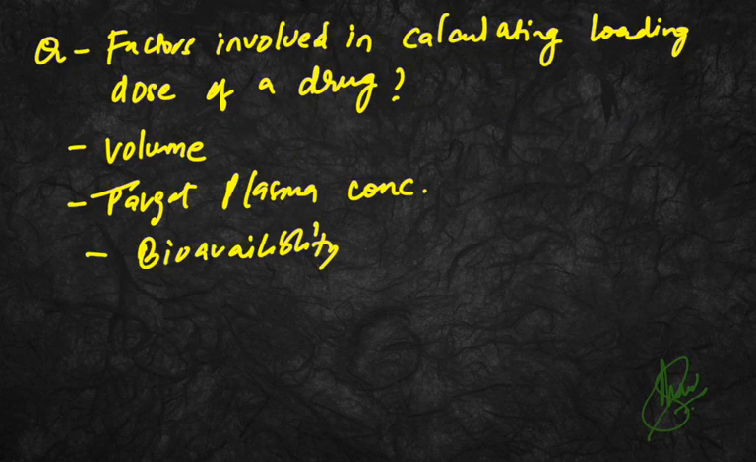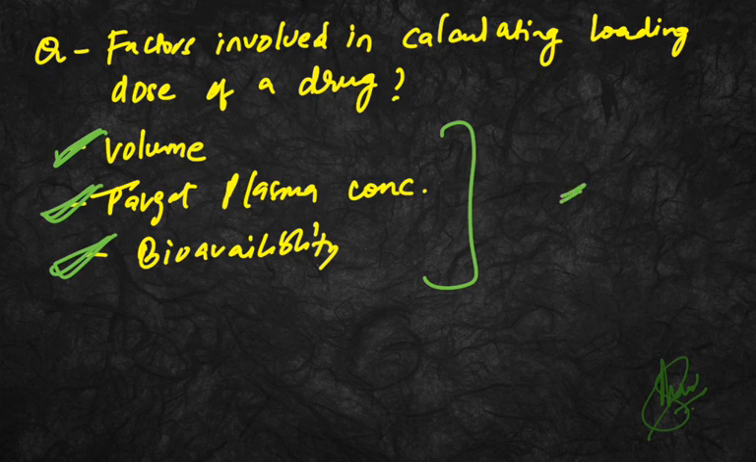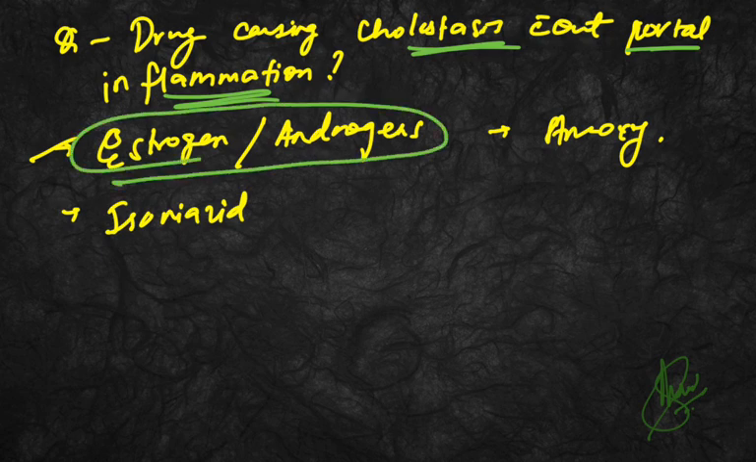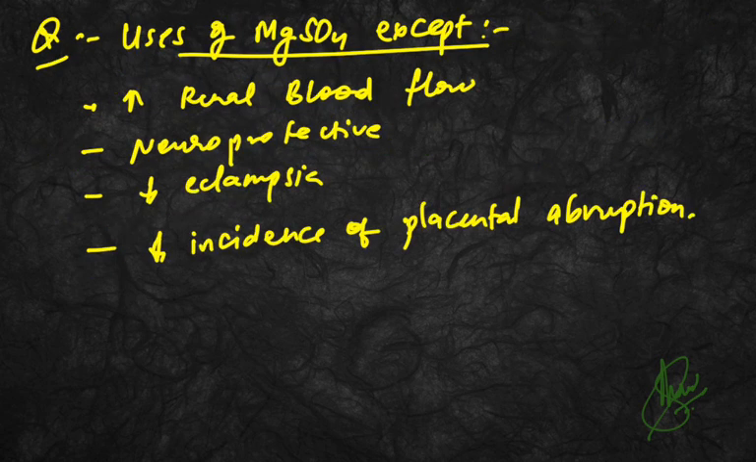Factors involved in calculating the loading dose of a drug. So volume of distribution is needed, target plasma concentration and bioavailability. These are the factors. So the option containing these, like A, B and C, was the correct answer. Drug causing cholestasis without portal inflammation. So estrogen and androgens will cause cholestasis without any inflammation, not isoniazid, not amoxicillin.